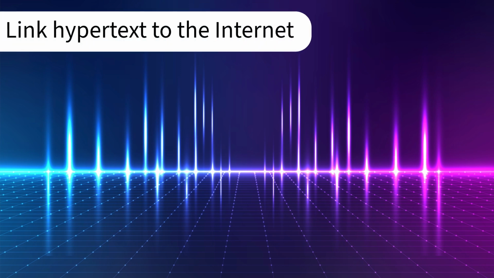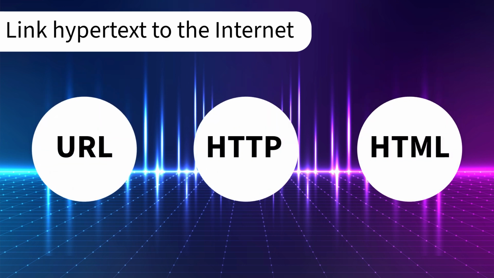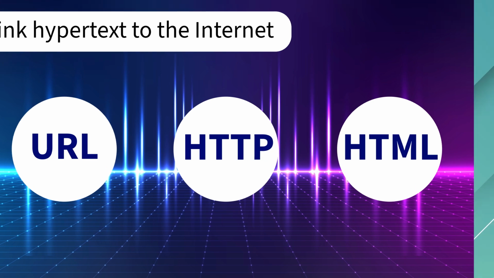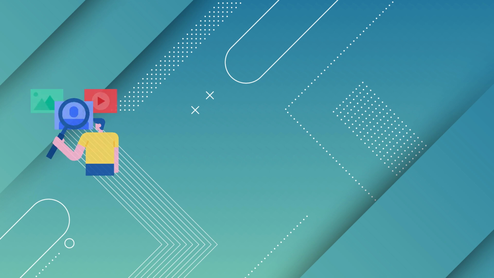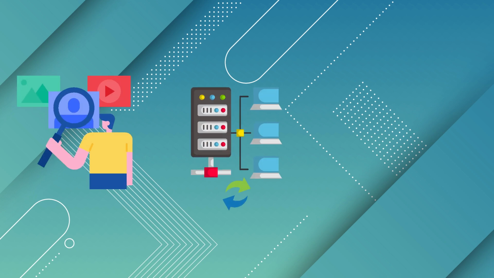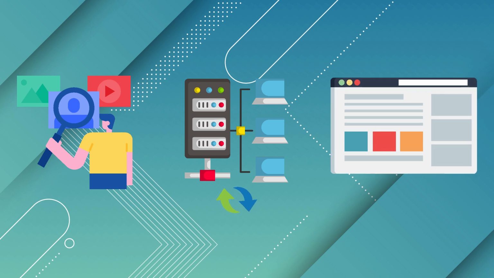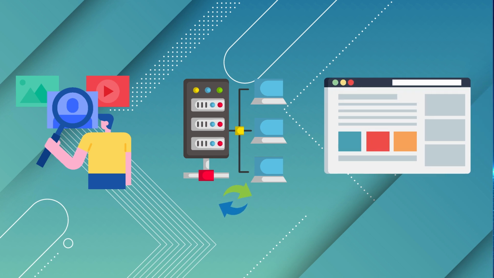He invented it by linking the hypertext to the internet, and he used three technologies to do this: URL, HTTP and HTML. By using URL, we can identify any web page uniquely, and HTTP helps us to get the data to the browser, and HTML is the main markup language to render the page on the web.